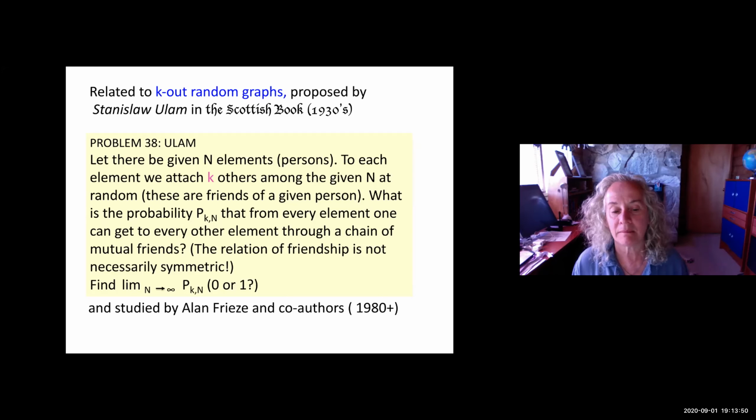So this problem is really a version of our problem where you're looking at the complete directed graph and each node is selecting out k neighbors. Or alternatively, you're just looking at n nodes and each one is randomly selecting k neighbors.